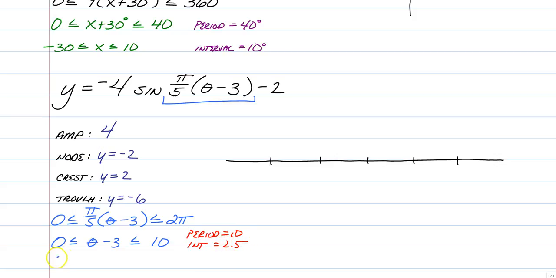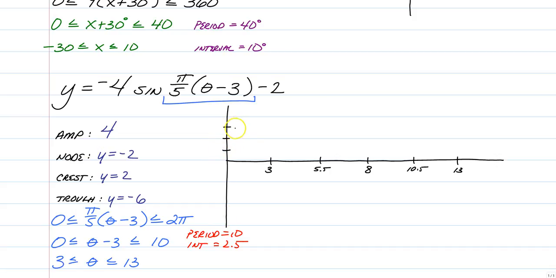Last step, add 3 to all sides. We have 3 is less than or equal to theta, which is less than or equal to 13. Okay? So once we get to that, we can start laying out our x-axis. That's going to start at 3, and we're going to go up by 2.5. So that's going to give us 5.5 here. Go up by 2.5 again, and we're going to be at 8, 10.5, and 13. So we're going to want to put our y-axis somewhere over here to the left side, so it's easy for us to work with.